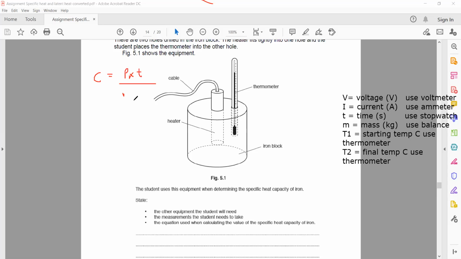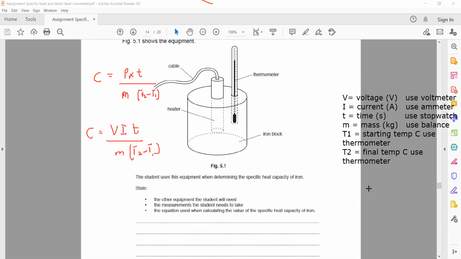So specific heat is power multiplied by time divided by mass into temperature change. If power is known, you can use this formula. If power is unknown, then you have to find the power. Then the formula is voltage, current, time divided by mass and temperature change. This is when power is unknown. But in the question, they mentioned the power of the heater is P.